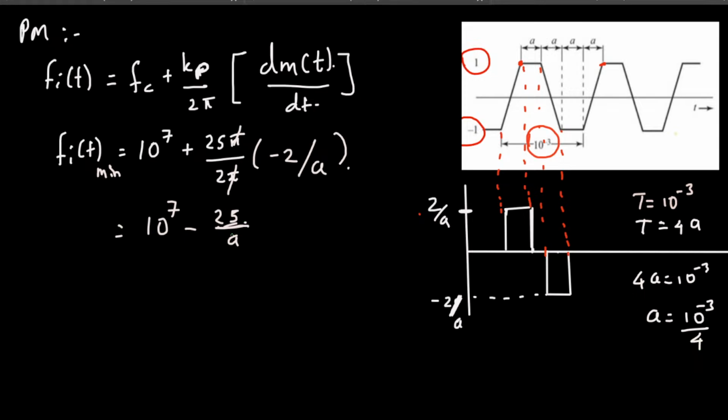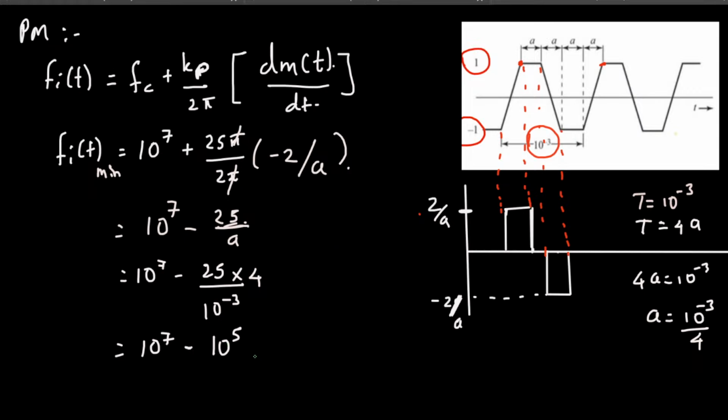So we can apply that instead of a. So 10 to the power of 7 minus 25, instead of a I put 10 to the power of minus 3 divided by 4, so that 4 multiplies here, and we are going to have 100 on top, and also 10 to the power of minus 3. That 10 to the power of minus 3 becomes plus 3 when it goes to the top. So plus 3 plus 2, that's plus 5. Okay, we have this one.